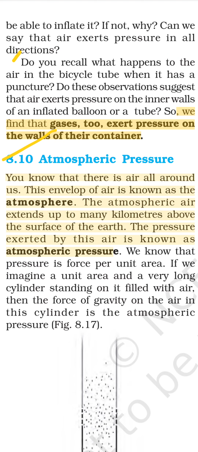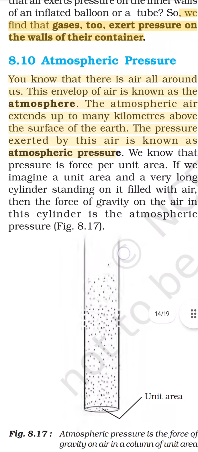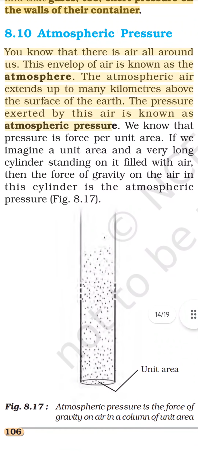We know that pressure is force per unit area. If we imagine a unit area and a very long cylinder standing on it filled with air, then the force of gravity on the air in this cylinder is the atmospheric pressure. Figure 8.17. Got it? Here, in figure 8.17, atmospheric pressure is the force of gravity on air in a column of unit area.